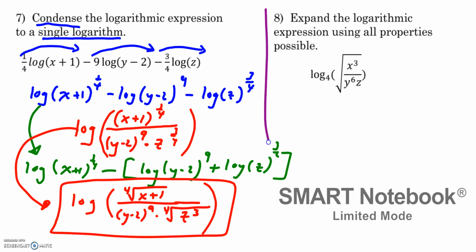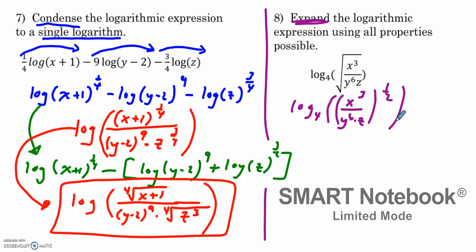Number 8. The directions are the opposite. You want to expand the logarithm, and the reason that I put these next to each other is they do end up being opposites of each other in a way. So notice that first, before I begin, that I'd like to expand. So I'd like to get multiple logs, kind of like how this one started. Also, please notice that all of these are being raised to the 1/2 power, or all of them have a square root over it. So the first thing I'm going to do is write this as log base 4 of x cubed over y to the 6th times z, all to the 1/2 power.